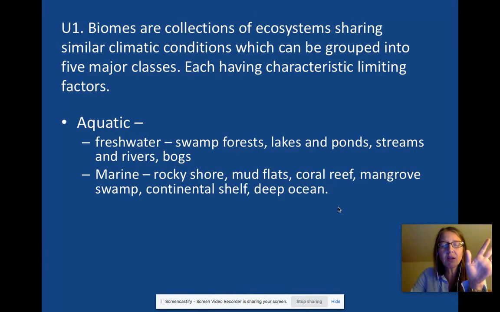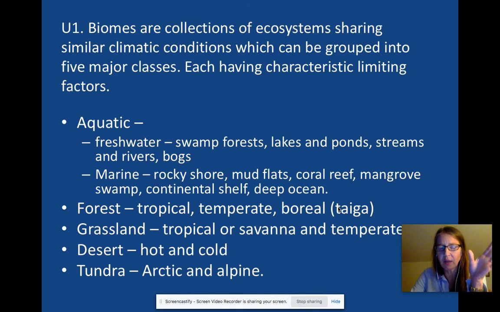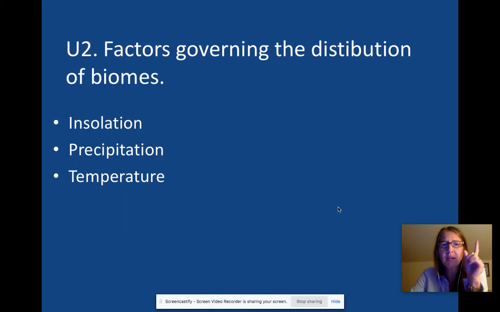So you already know that there are these basic collections of ecosystems, and you've seen those in the different videos. I'm not going to go into the different biomes now, but hopefully you're at least comfortable with it when I talk about tropical rainforests, deserts, and tundra. If not, I'll go back and do a little bit of a review for that. All right, so let's talk about the factors that govern the distribution of biomes.